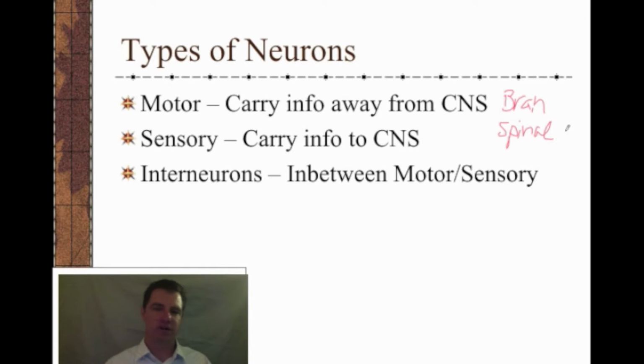Sensory neurons carry information back. So once again, if you grab the hot iron I mentioned before, it is sensory information from neurons in your fingers or in your hand that sends the information back to your CNS, which is your brain or spinal cord. And then interneurons are essentially in between your motor and your sensory neurons. This is primarily the kind of neurons your brain and spinal cord are made out of, because they're doing all the communicating between the motor parts and the sensory parts.